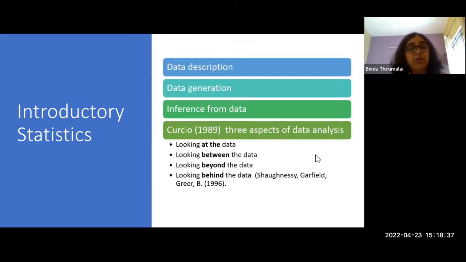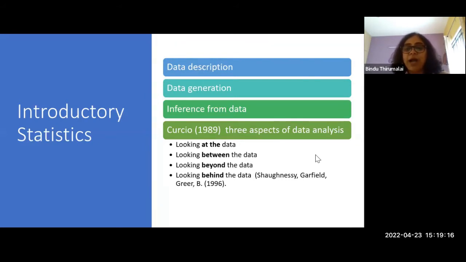Now, they said that there are three main aspects of data analysis, actually. This Curcio came up with three. It says, when you have data in front of you, you need to be analyzing data in three ways. Looking at the data, which means students need to be able to describe that data in precise and quantitative terms. They should be able to describe the data. The next is looking between the data.